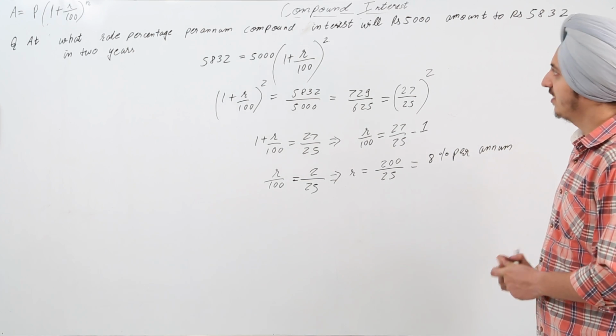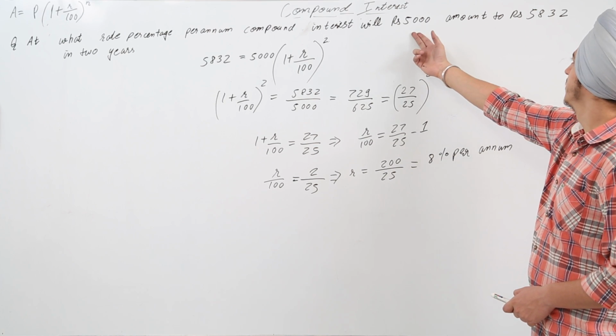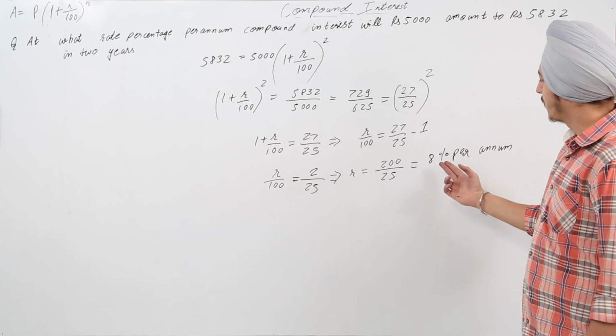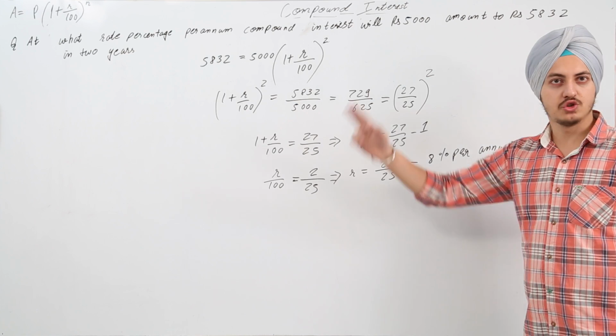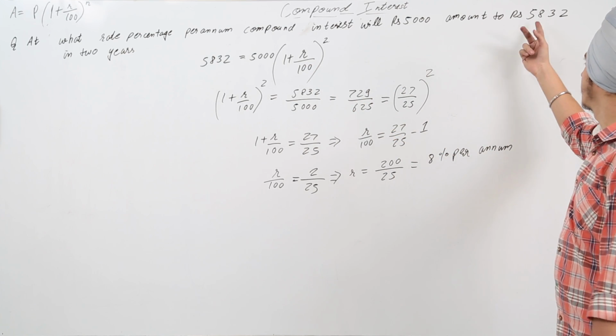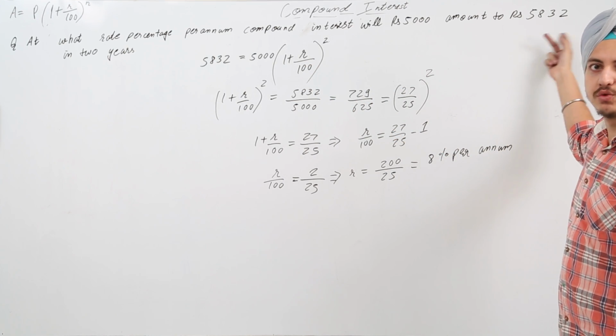So if rupees 5,000 are taken at a rate of 8% for 2 years, the amount will result to 5832 rupees.